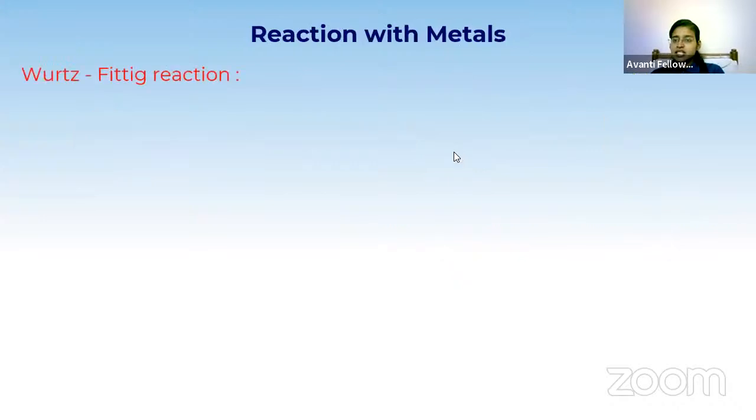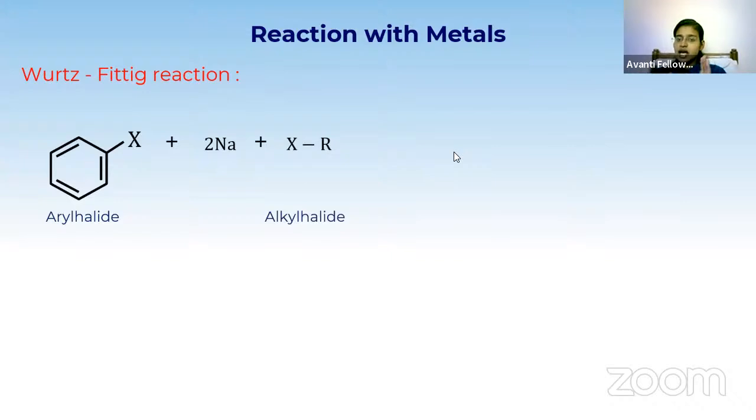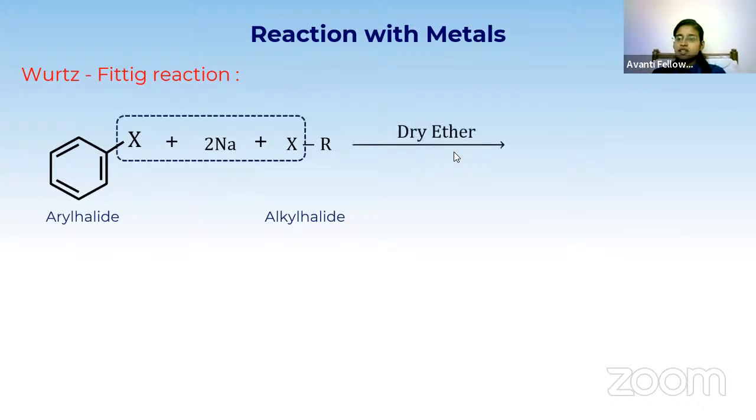The third type of reaction is reaction with metals. Here I have said we are going to learn 2 reactions. The first is the Wurtz-Fittig reaction. In Wurtz-Fittig reaction, I have to take 1 molecule of aryl halide or haloarene, and it has to be treated with sodium. And the second molecule will be alkyl halide. One is aryl halide and the other one is alkyl halide. In presence of dry ether, the 2NaX will get removed and we will get alkyl benzene as a product and 2NaX as a byproduct.